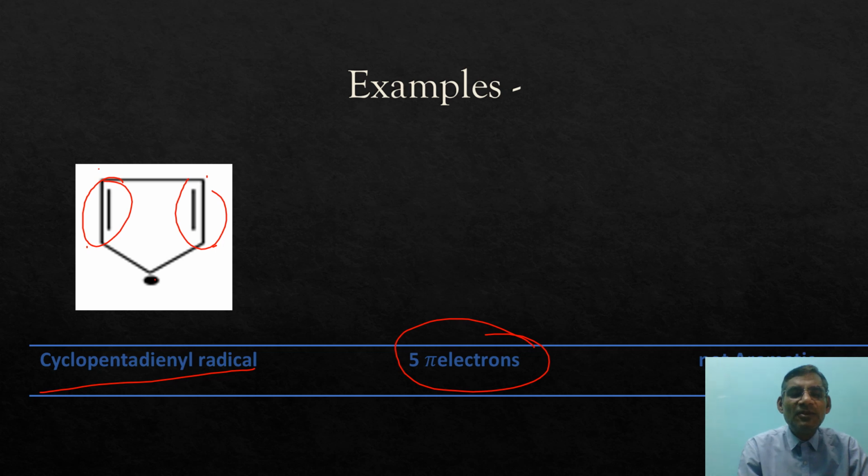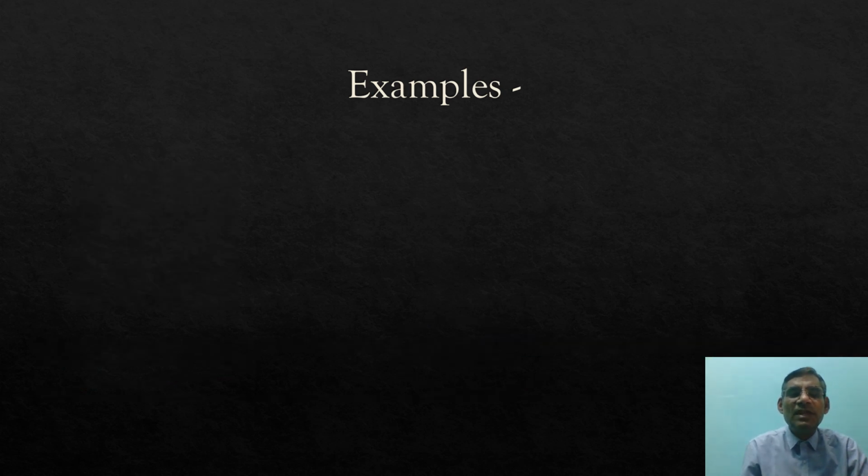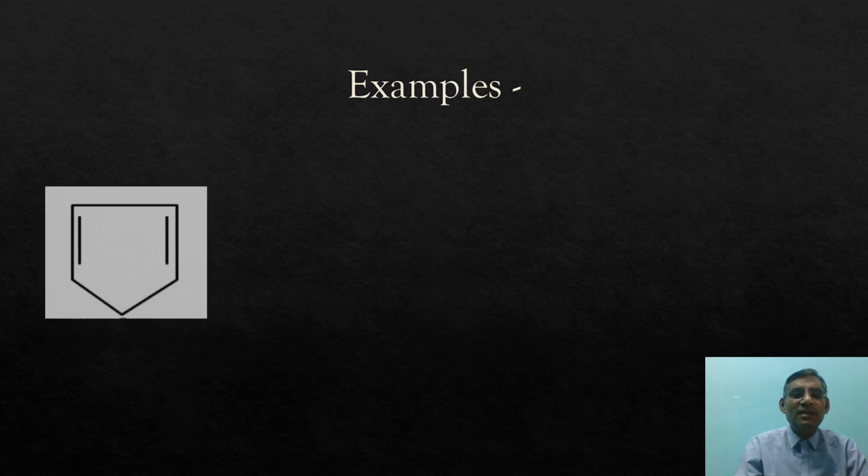Conjugation is there, alternation is there, planarity is there, sp2 hybridization is there, but since Hückel's rule, neither in terms of aromatic nor in terms of anti-aromatic, will be followed, this will neither be aromatic nor be anti-aromatic, it will be non-aromatic.